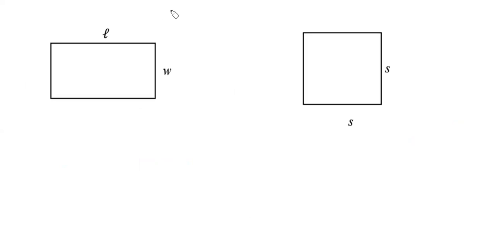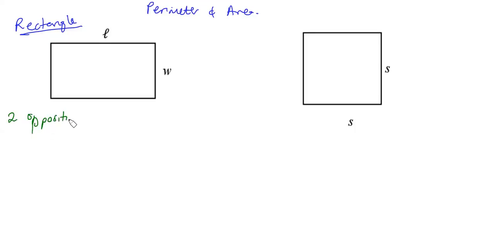Now let's talk of perimeter first. We're going to look at perimeter and area. So this is what we call a rectangle. And on a rectangle, we must understand something. We know that two opposite sides are equal.